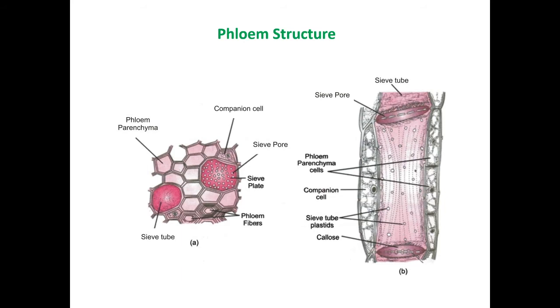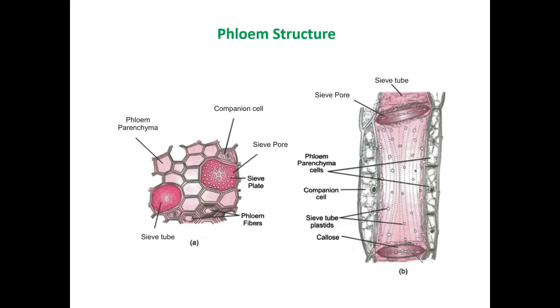These sieve tube members have transverse or oblique end walls called sieve plates. You can clearly see here. These are the end plates connecting two sieve cells. This is also the end plate seen from the upper view. Okay, so in transverse section you can see like this a sieve tube, a sieve element, or sieve cells. Okay, so this is the end plates. Either they may be transverse or they may be oblique.